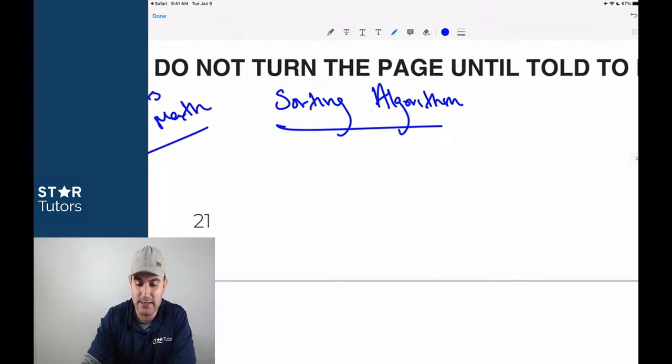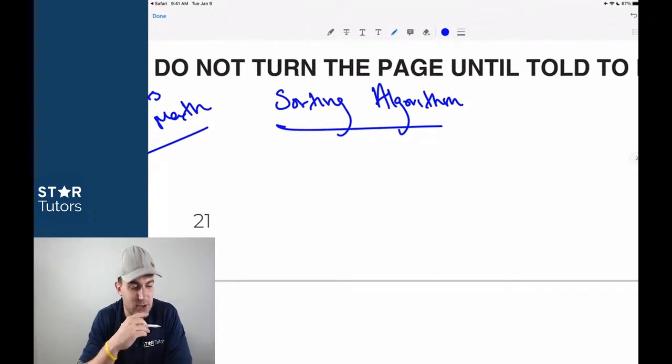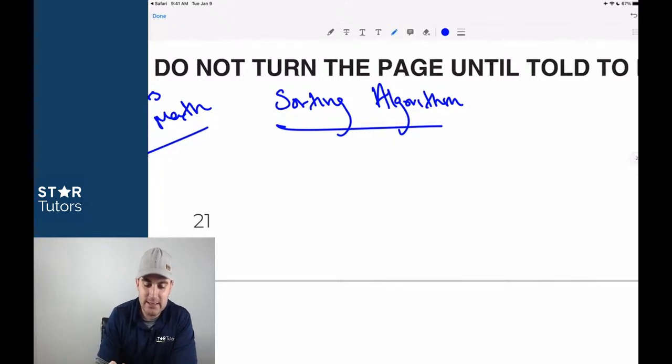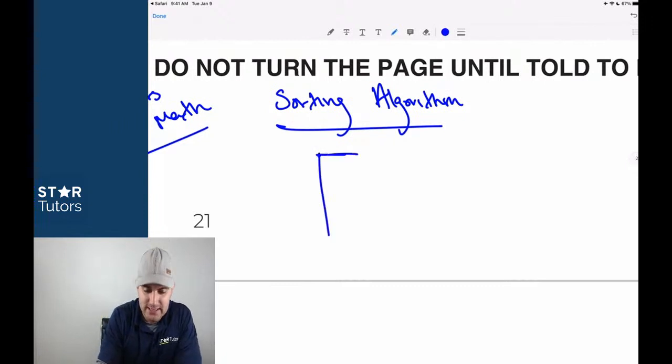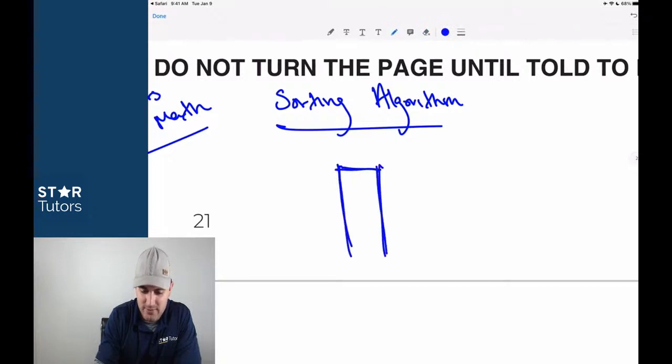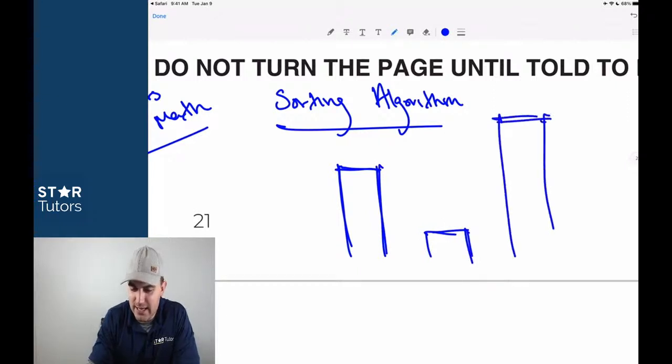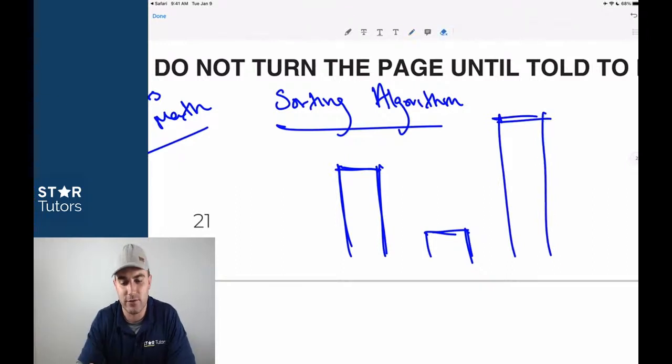Anybody that has participated in computer science knows about this sorting algorithm. The idea is that we have a certain number of questions on the test, and let's just take 3 questions as an example. We have these bars, and let's say that these represent questions. Now, the thing about the ACT that everybody misconstrues is that there's a certain level of question, that there are difficult questions.